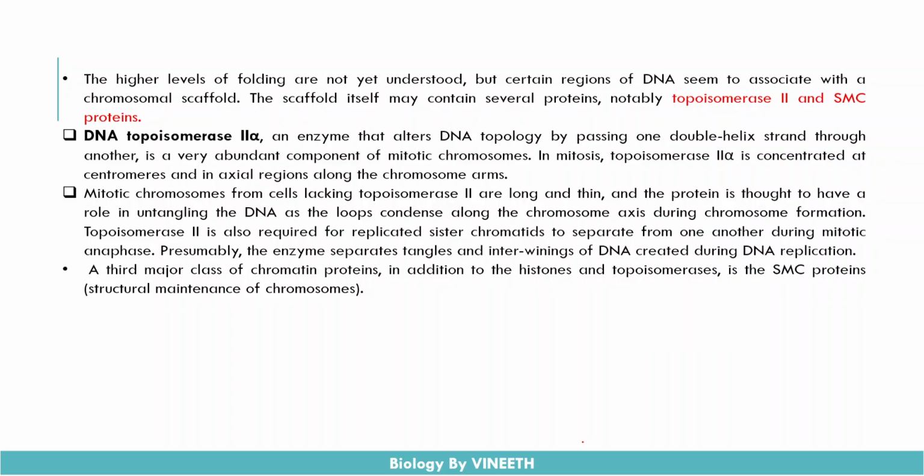If a mitotic chromosome lacks topoisomerase 2 alpha, the DNA will be in a slim and elongated form, like the Z form of DNA. The normal B DNA won't be present in its normal form. If the mitotic cell, the cell undergoing mitosis, lacks topoisomerase 2 alpha, this B DNA will look like the Z form, the thin and elongated form. So mitotic chromosomes from cells lacking topoisomerase 2 alpha are long and thin, and the protein is thought to have a role in untangling DNA loops.